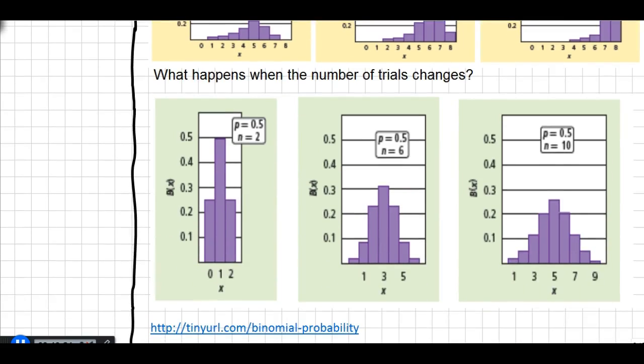Very similarly, what happens when the number of trials changes? Notice that here the probabilities of these are all at 50%, so they're all extremely symmetrical, that bell-shaped curve again. But as the number of trials increases from left to right, clearly the graph is getting more spread out, and the tops of the spikes are becoming lower and lower.